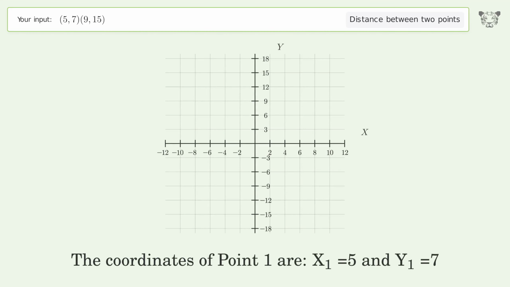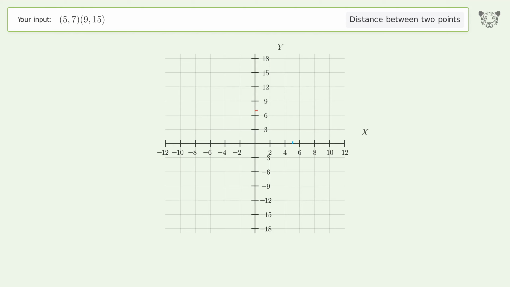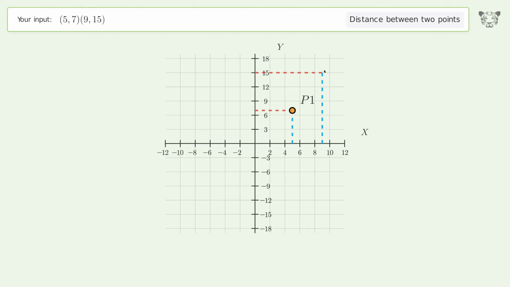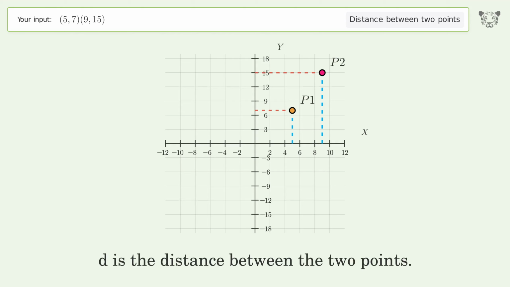The coordinates of point 1 are, x1 equals 5 and y1 equals 7. The coordinates of point 2 are, x2 equals 9 and y2 equals 15. D is the distance between the 2 points.